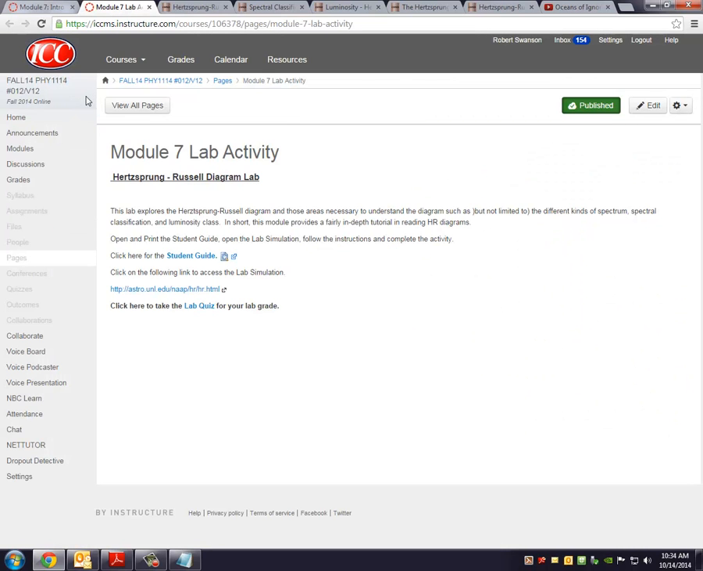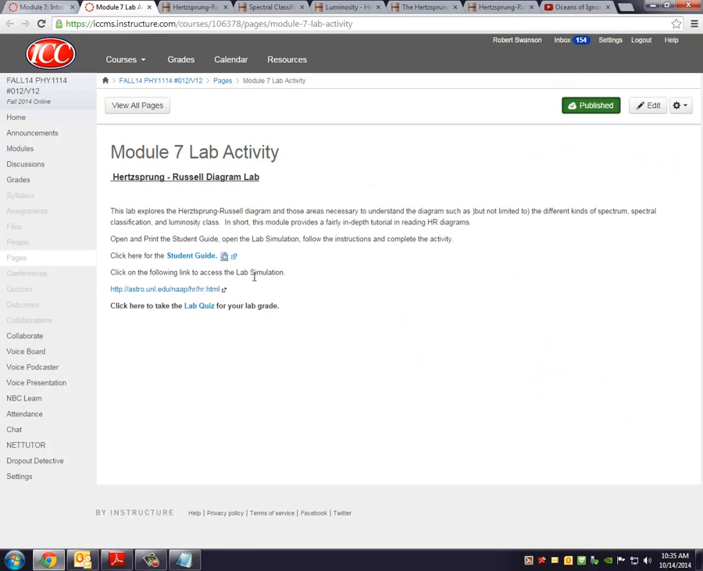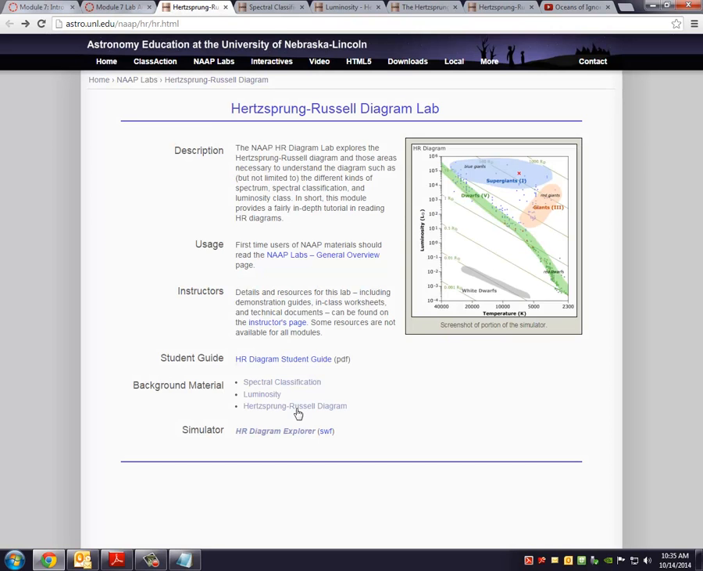Okay, so again, we're back with the Module 7 lab activity, which is all about the Hertzsprung-Russell diagram. And again, here's the main page that you get to by clicking on the link to the lab simulation. It brings you to this main page. We've already talked about the background information. Again, spend a lot of time with that. It'll help you answer several of the lab quiz questions.